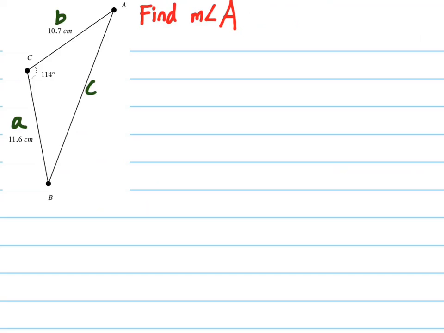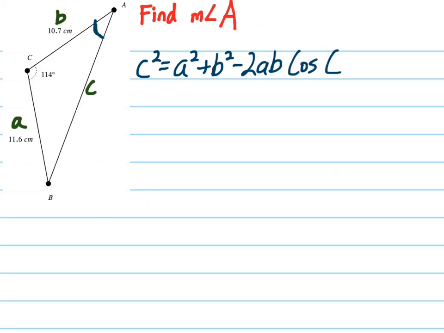Now, looking at this and starting out, I'm thinking, ooh, that would be nice for law of sines, but I don't have any side and its opposite. But I am given side angle side. That means I could find that little c, then I would have a side and its opposite. So I'm going to do law of cosines to start this problem out. Solve for that c side. So we're going to do c squared equals a squared plus b squared minus 2ab cosine of big C.